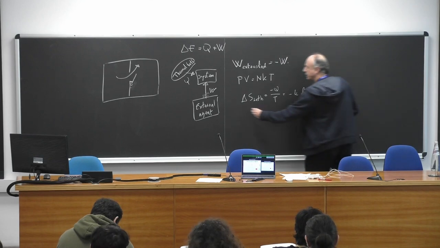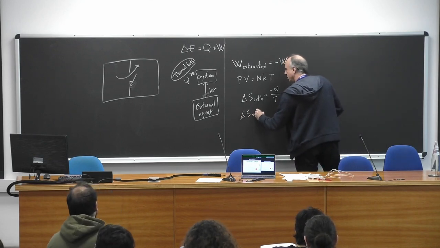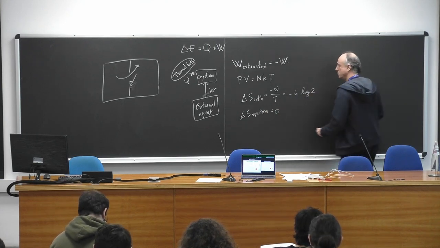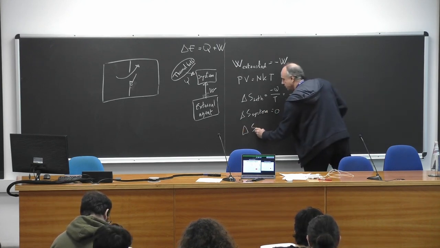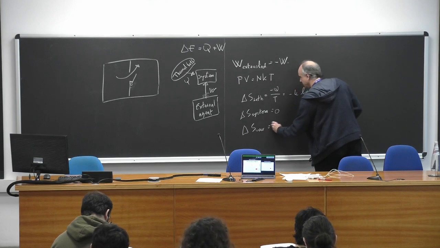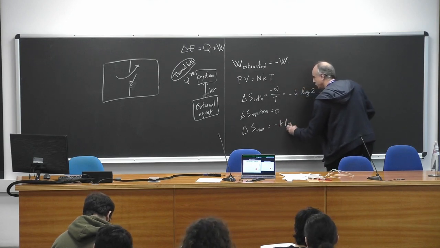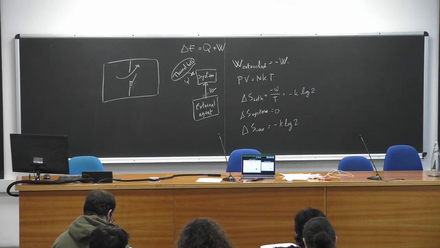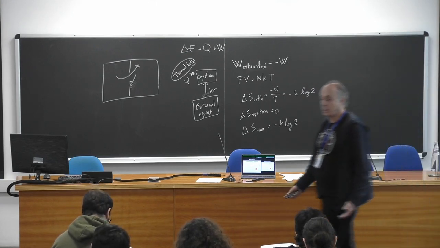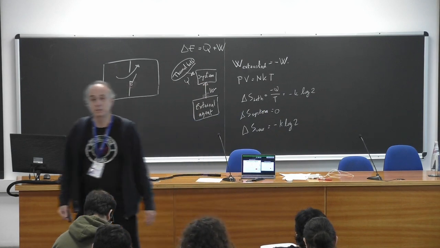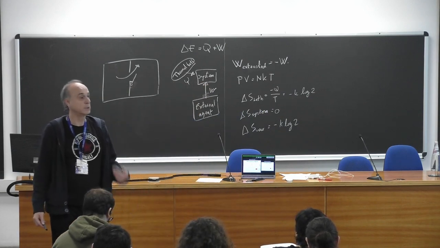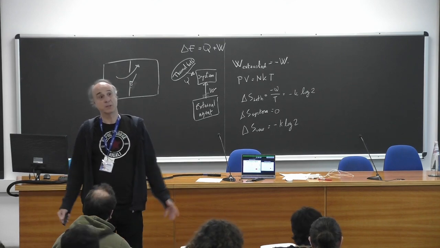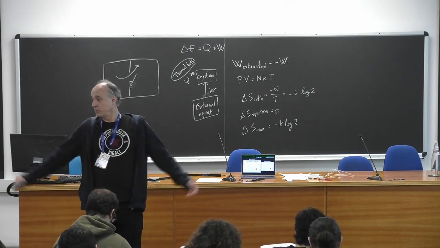And the delta of the system is 0 in a cycle. So delta of the universe is minus k log 2. So apparently, this whole setup decreases the entropy of the universe, right? In contradiction with the second law. So we have to solve this. This is a problem, no? We have to solve it.